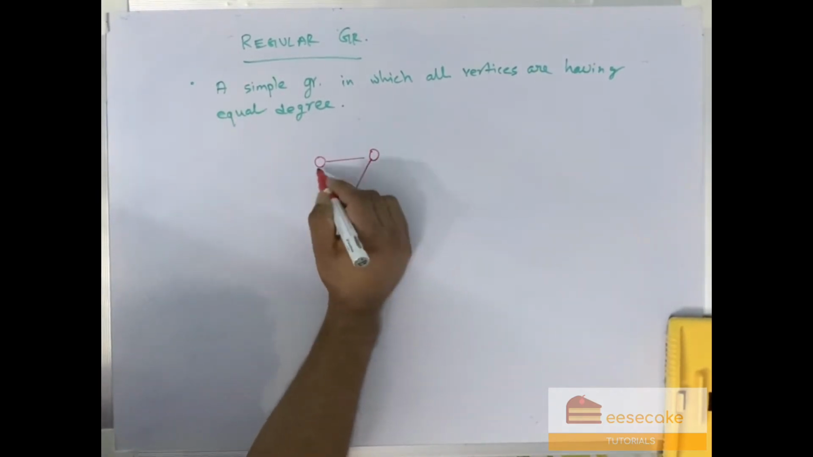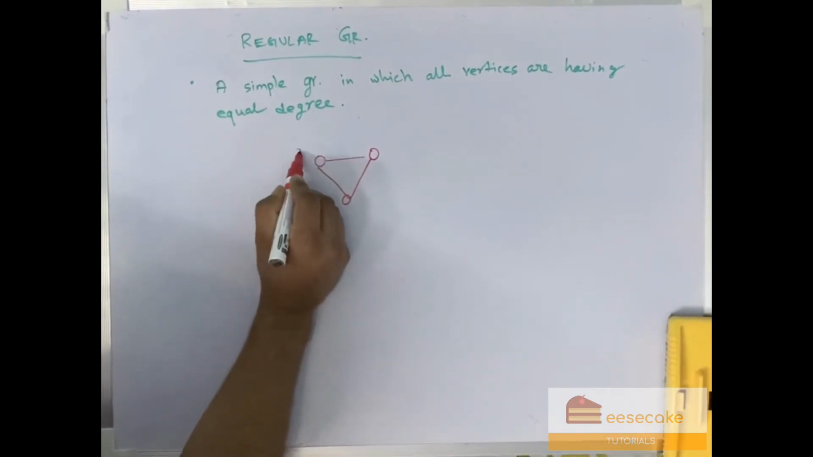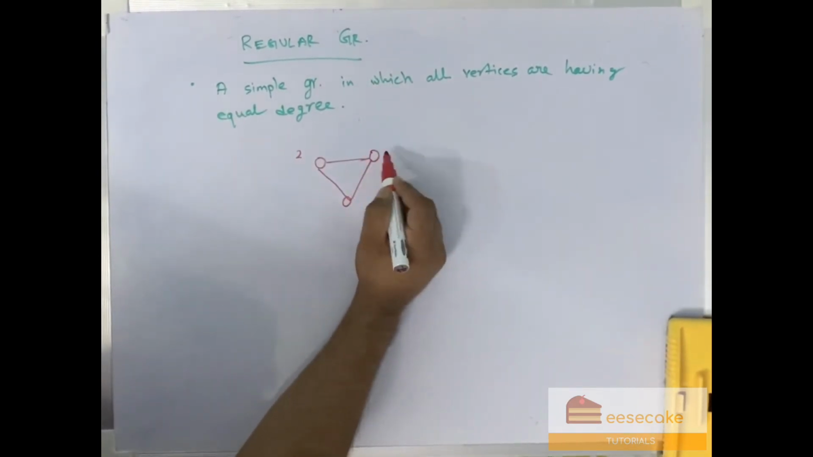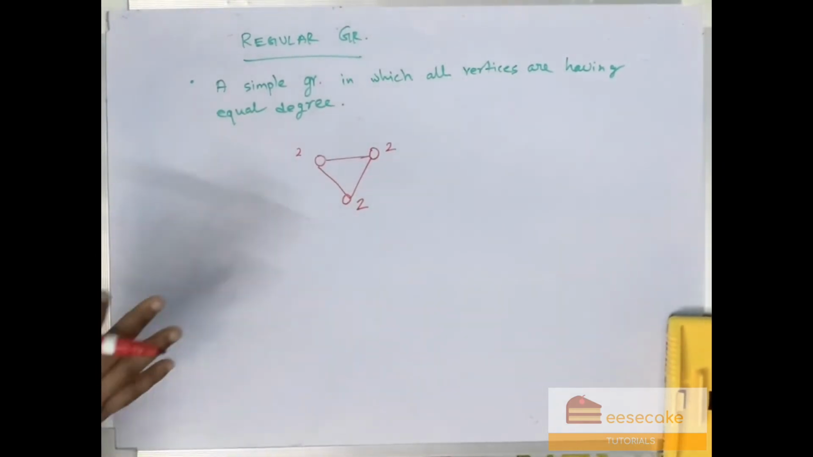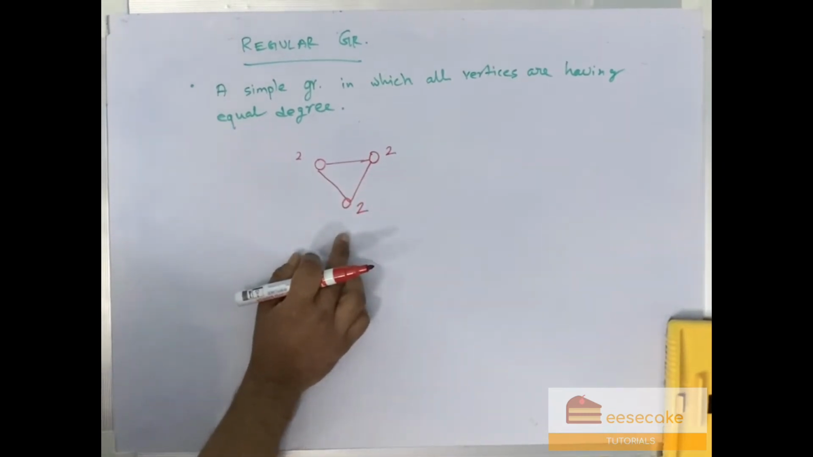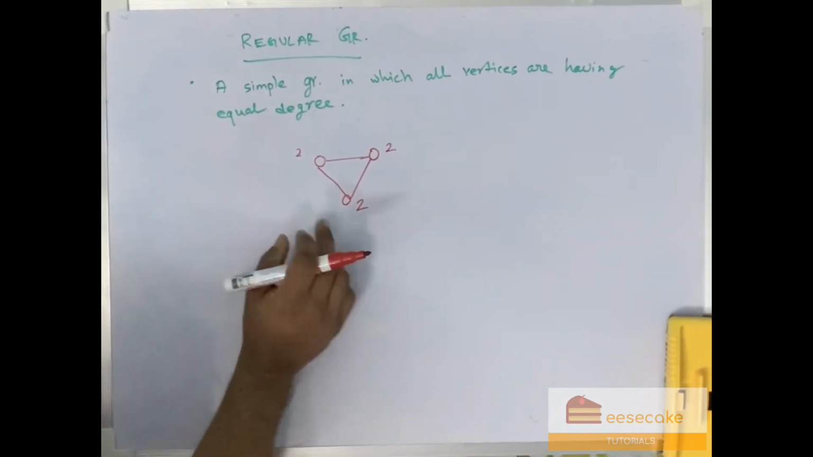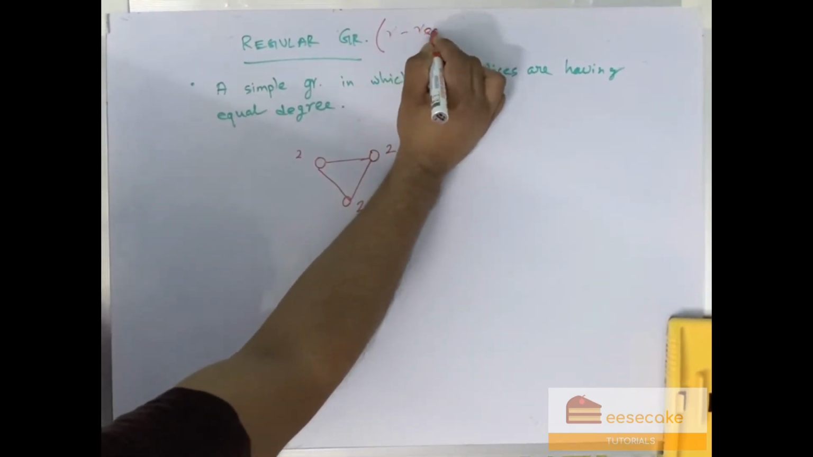So this is something like this. So its vertex, this is a vertex and its degree is 2. This vertex's degree is 2. This vertex's degree is 2. So this is the regular graph because all the vertices are having equal degree. Okay. Now how a regular graph is denoted is R regular graph.